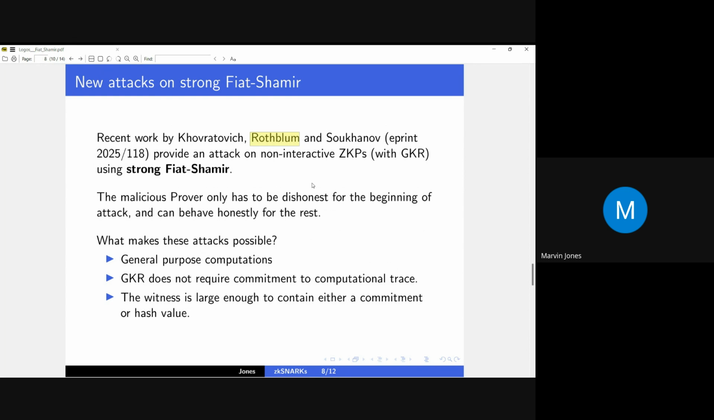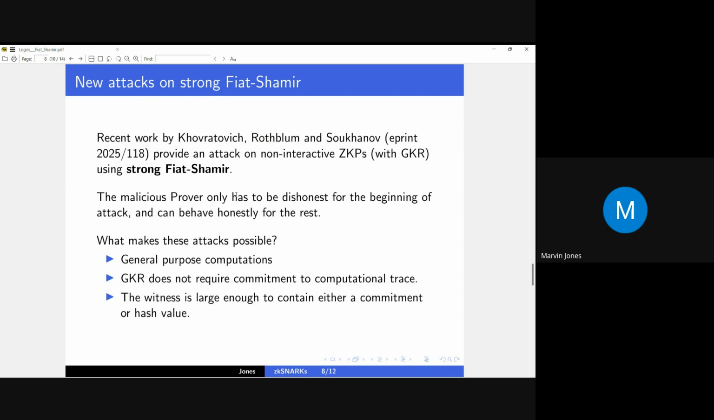So I see this name and I think, oh, this is one of the authors of GKR, because that was part of it. Turns out that this attack is actually written by their brother. So we have a Rothblum who wrote GKR, and his brother found an attack using GKR. Sibling rivalry at its best? Question of the day. I thought that was interesting and hilarious when I heard it.